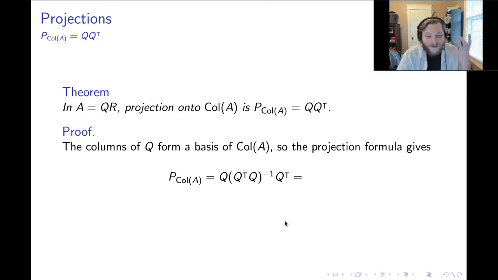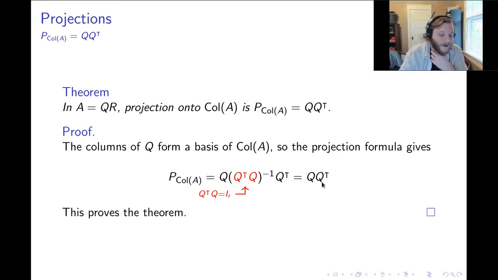But the beauty of this is that the gramian of Q is the identity matrix, because this is a QR factorization and Q has to have orthonormal columns. The hard part of a projection problem is normally inverting this middle matrix, the gramian. But since the gramian here is already equal to the identity, I don't need to do any inversion. So this just collapses to Q times Q transpose, which is much easier to calculate than the normal projection formula. And that's the entire proof of the theorem.